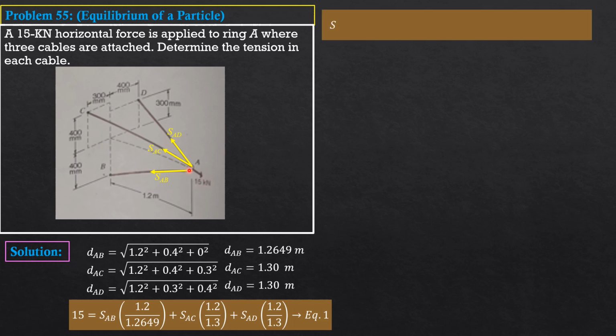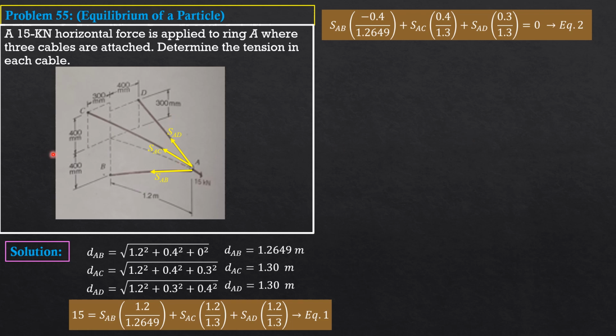Then summation of forces vertical equals 0. AB is negative. So we have S_AB times negative 0.4 over distance 1.2649, plus S_AC, vertical distance component is 0.4 over distance 1.3, plus S_AD times 0.3 over 1.3. Vertical component of S_AD, component of distance is 0.3 over distance 1.3, equals 0.